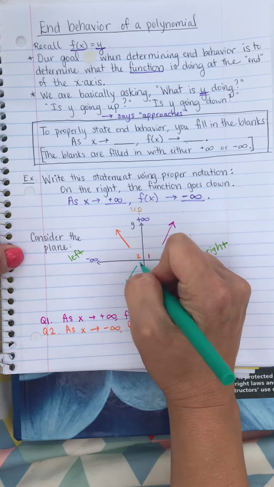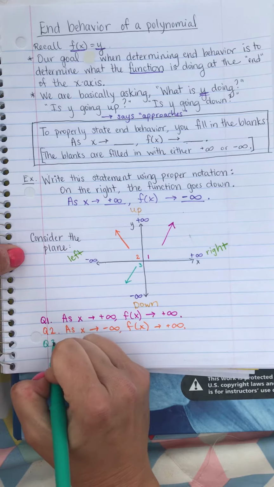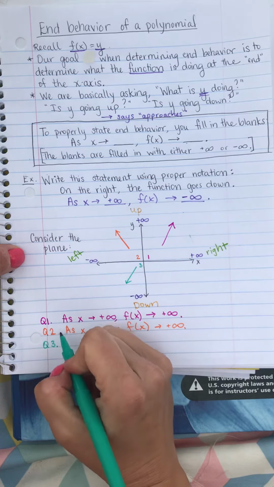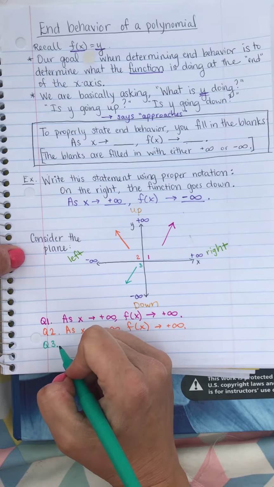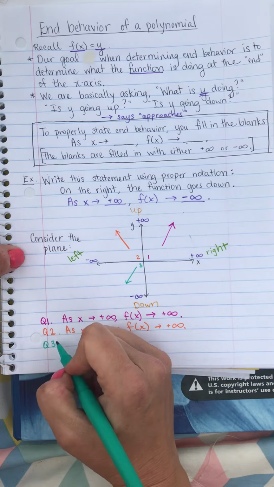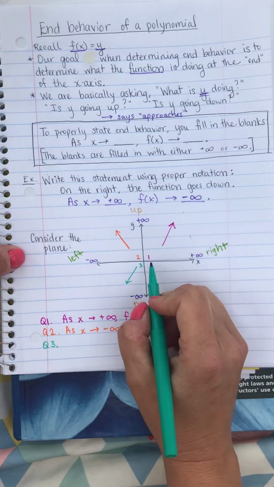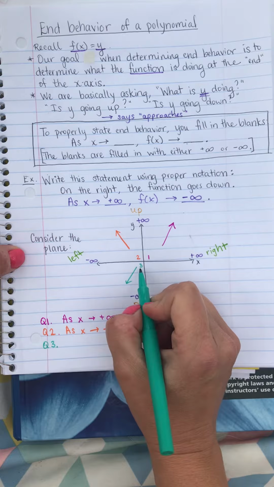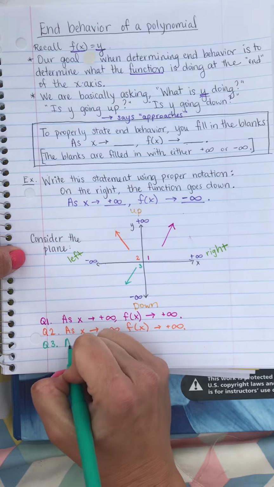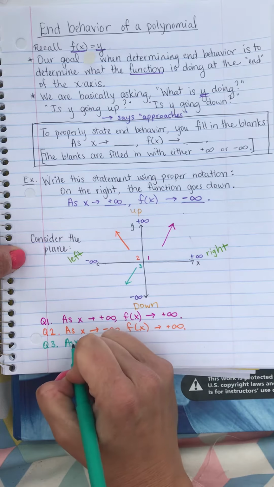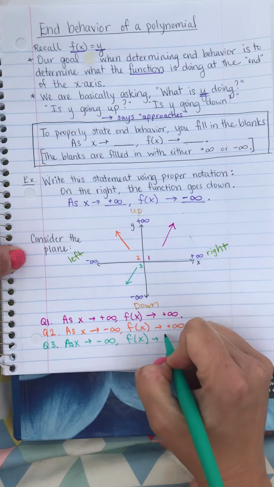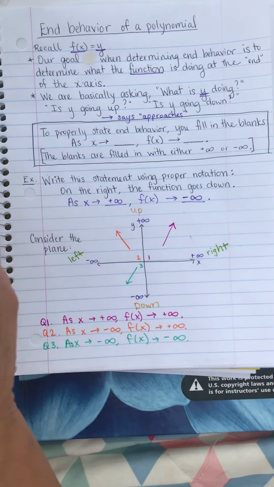quadrant 3. Quadrant 3, I don't like using Roman numerals. Late at night, the 2 starts to look like 3 and 1 starts to look like 2, and it's really easy to get confused, so I like the 1, 2, 3. Anyway, in the third quadrant, as x approaches negative infinity, what's your function doing? Also going down to negative infinity.